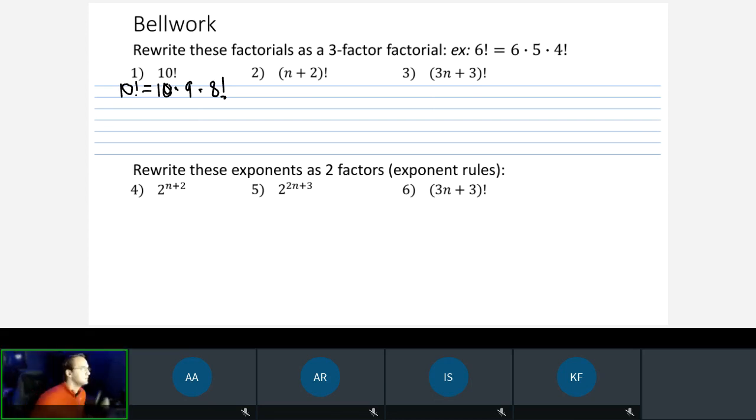Right. So number 4. Back to your exponent rules. Let's pretend n is 10. So if n is 10, that means I have 2 to the 12th.